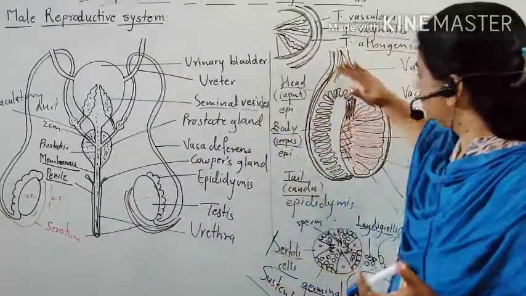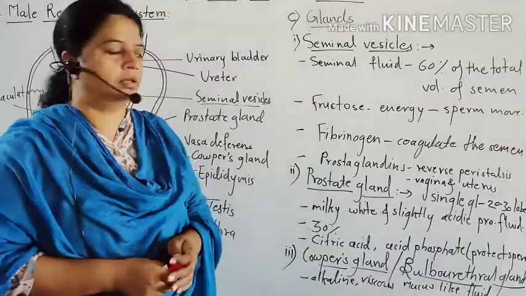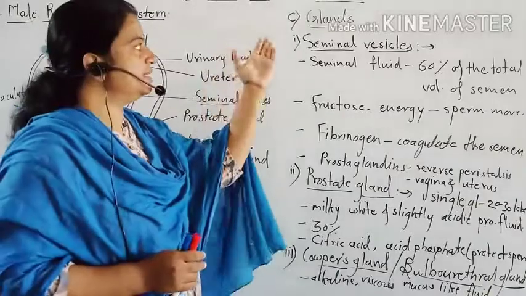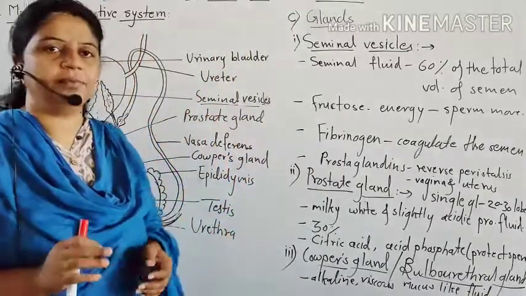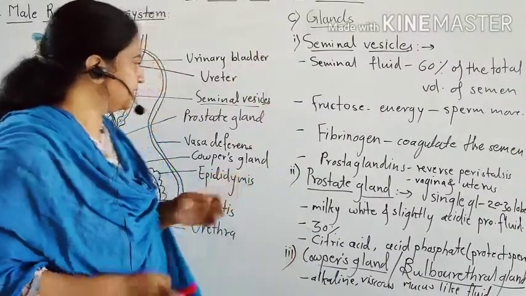And this is the LS of testes, and this is the TS of testes. Then we will see the accessory glands. There are 3 types of accessory glands: seminal vesicle, prostate gland, and corpus gland.